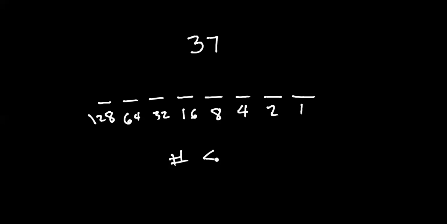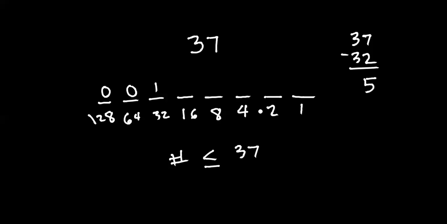And we're going to wind down this video real fast here. So we have a 1, 2, 4, 8, 16, 32, 64, 128. So we're looking for a number that is less than or equal to 37. So 128 is not less than or equal to 37. 64 is not less than or equal to 37. 32 is. I'm going to put a 1 there. Here's our number. 37 minus 32 leaves 5.